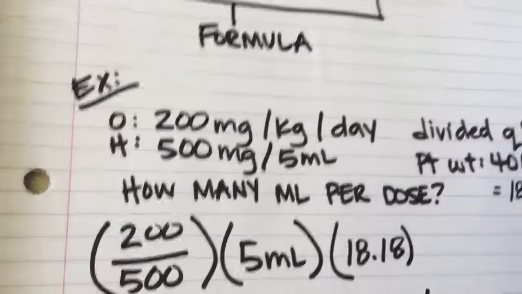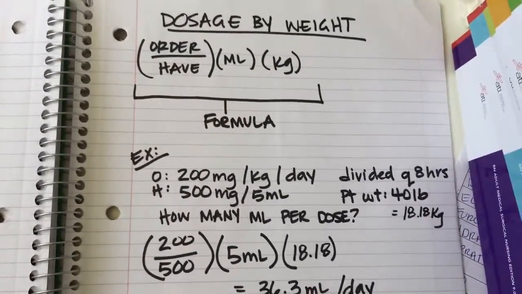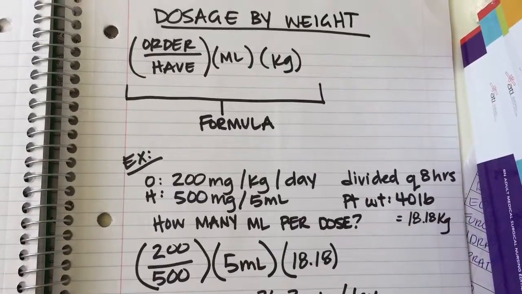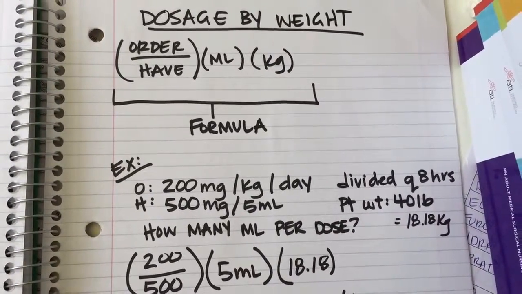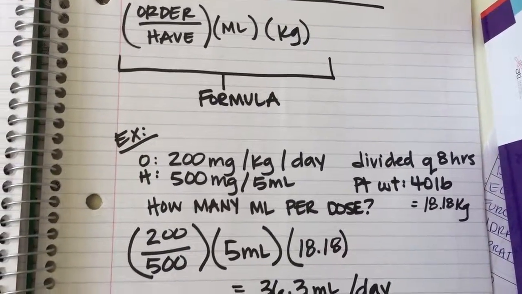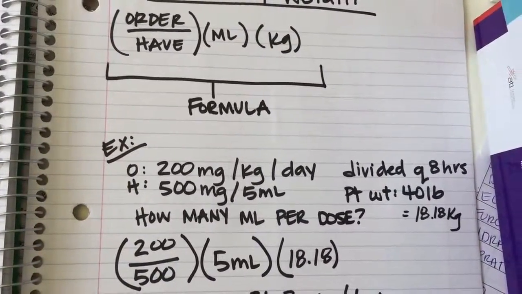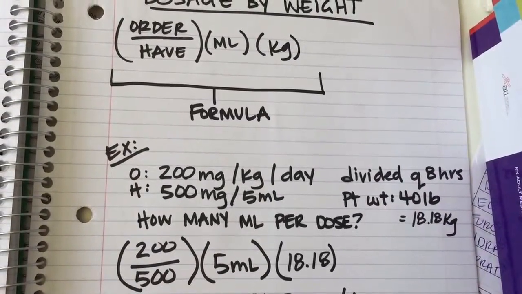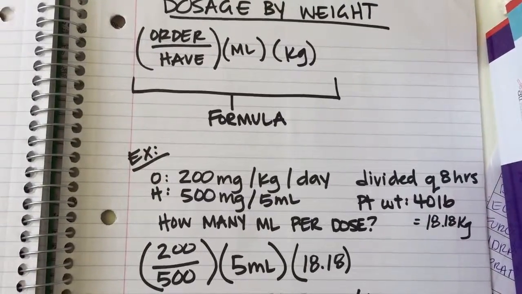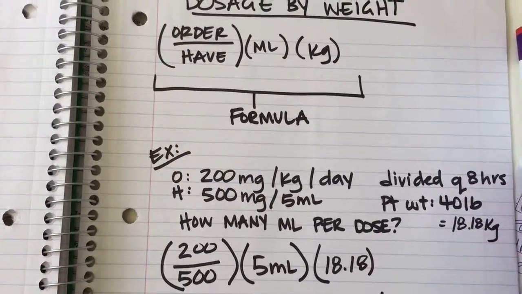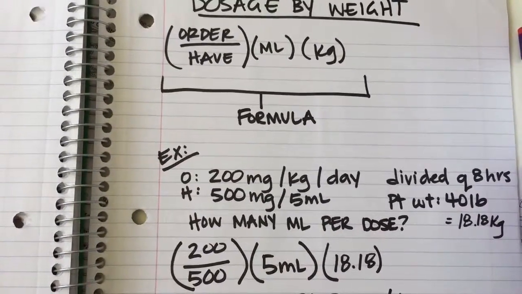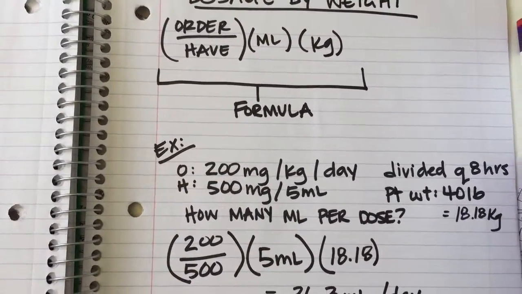So asking how many milliliters per dose, again, using the above formula, I put order over have, 200 over 500, and then that 500 is per 5 mLs, not 500 milligrams per mL. So since that's there, I would multiply that by 5 and multiply by the kilograms. So again, simple formula to figure it out, as long as you know where to put what. Practice, practice, practice, and you'll be able to fly through these dosage calc exams.